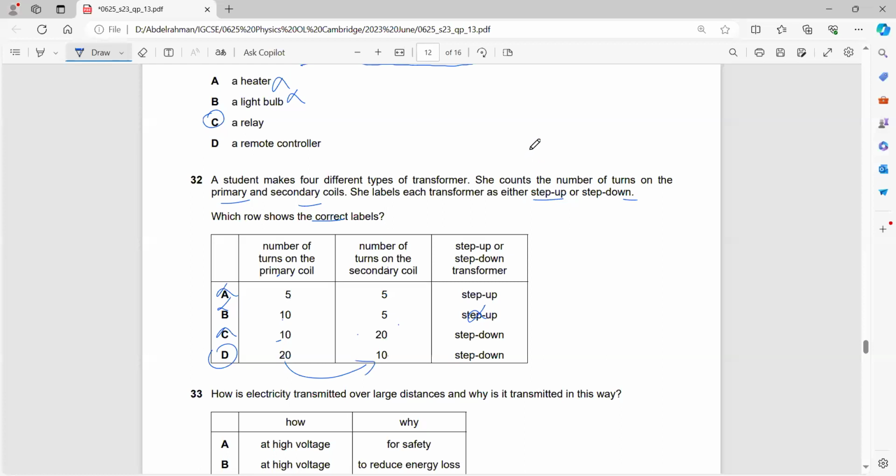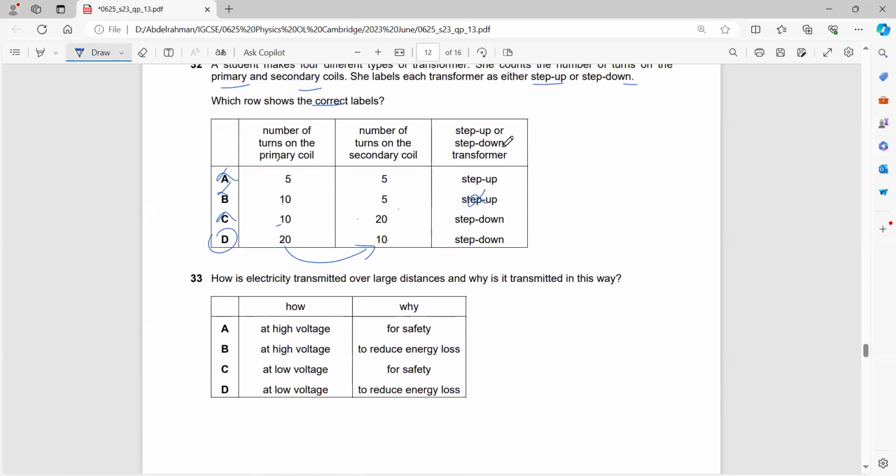Quite easy. How is electricity transmitted over large distances and why is it transmitted this way? How do we transmit electricity over large distances? Transformers. What do I do to the voltage? Can I increase or decrease the voltage? Increase. Yes, I always increase the voltage.